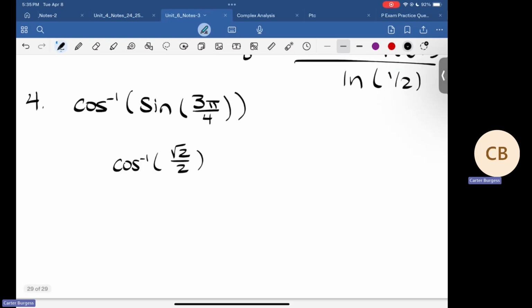The thing to know about cosine inverse is that this will either be quadrant 1 if it's positive, or quadrant 2 if the inside is negative. Because here the inside is positive, this must be quadrant 1. In particular, this is going to be pi over 4.